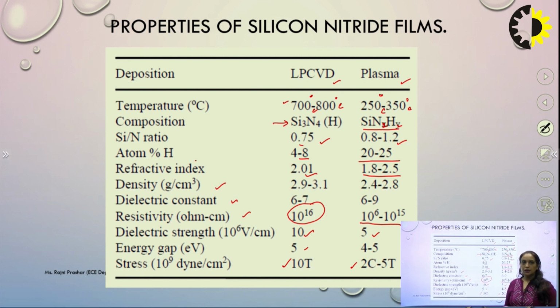Okay, so we can see that we have almost the same results, but the temperature variation is very much there, right? Your LPCVD process is carried out at high temperature, whereas the plasma assisted deposition is carried out at a very low temperature.